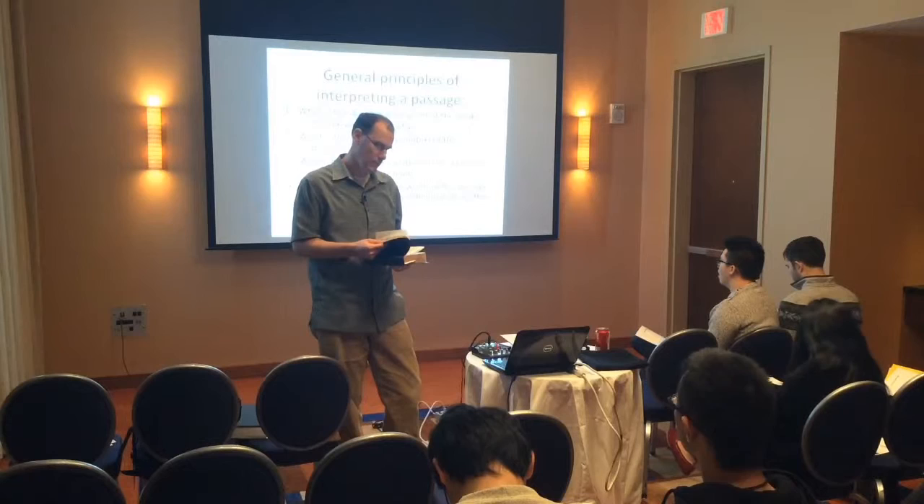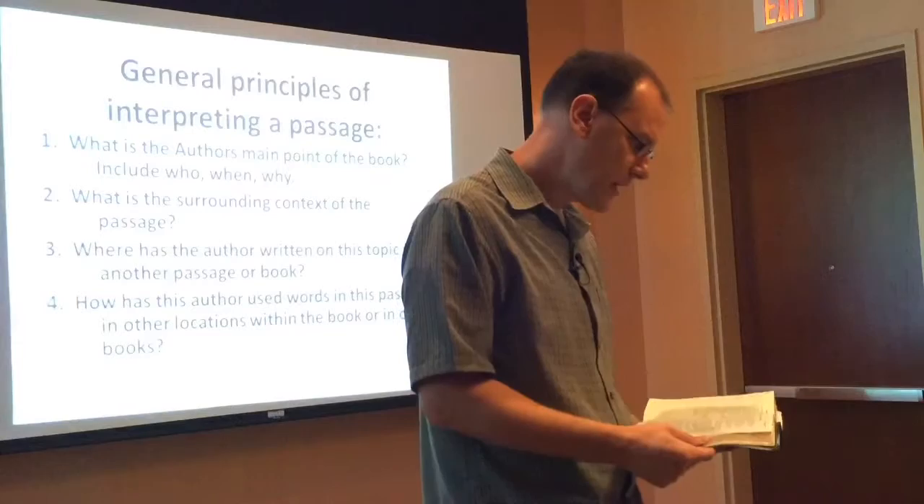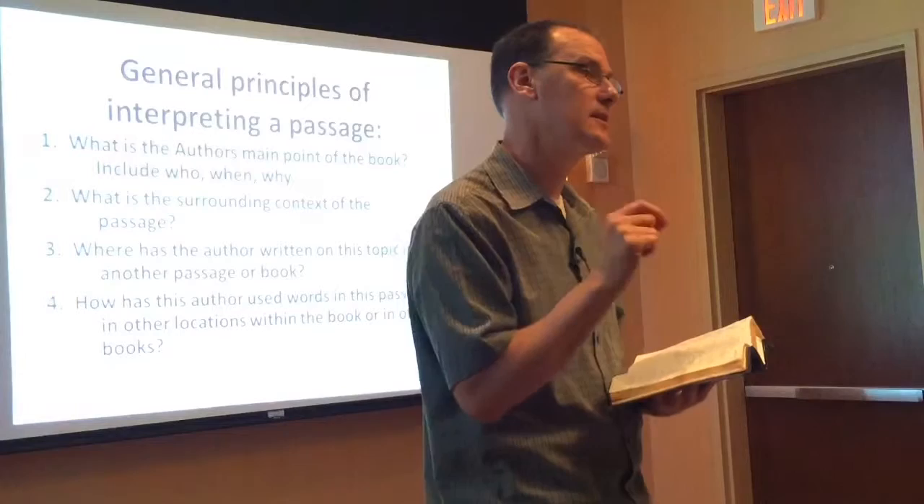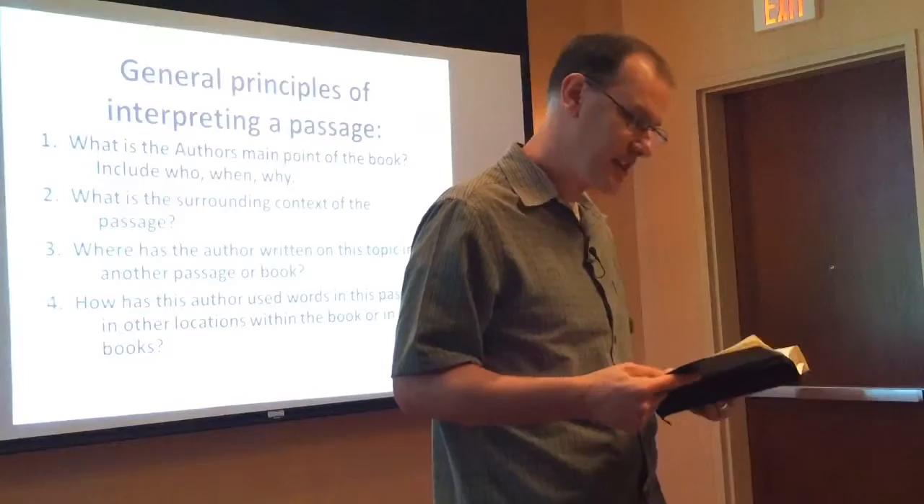So if you go to Revelation, in Revelation 1:1, it gives you some clues in the book. It says, the revelation of Jesus Christ, which God gave Him to show to His bondservant the things which must shortly take place. And He sent and communicated it by the angel to His bondservant John. So these things will shortly take place. But the thing here that's interesting is in this translation, they don't do a great job of translating a particular word. It says, He sent and communicated it by His angels to His bondservant John.